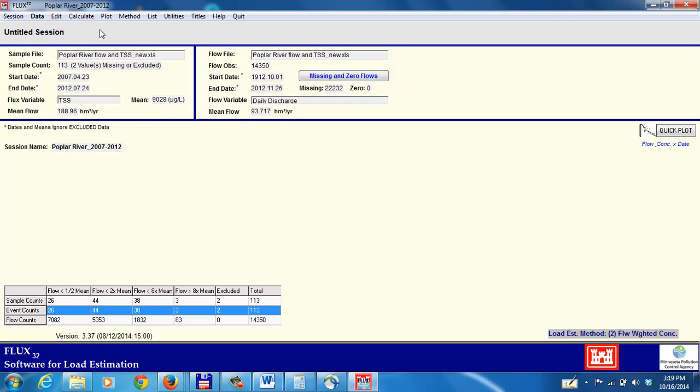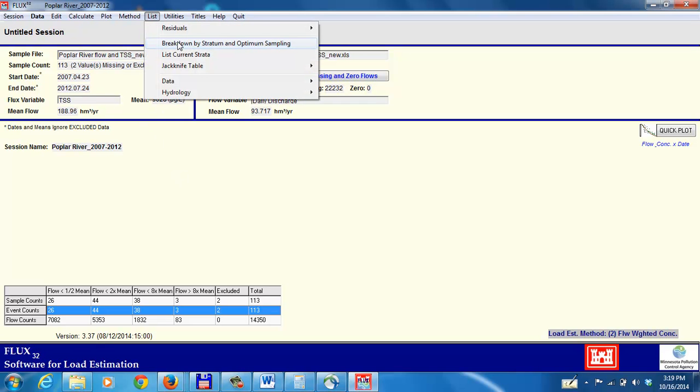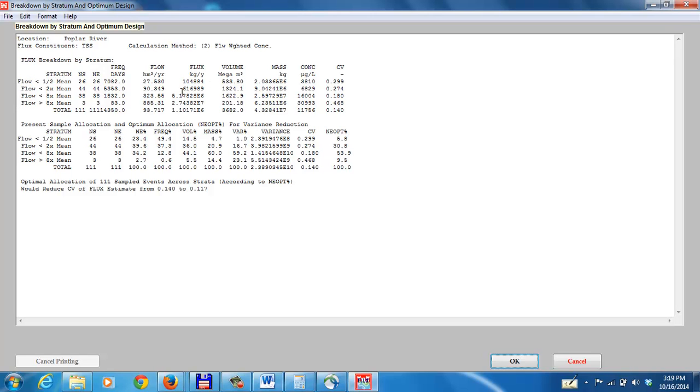Okay, so now we have the 4 strata. We'll look at the list. So now this is the arrangement that we have, and the coefficient of variations for method 2 for each one of these different ranges goes from 0.299 to 0.460. If we do an optimum arrangement of the data, we would have the coefficient of variation go from 0.14 to 0.117.